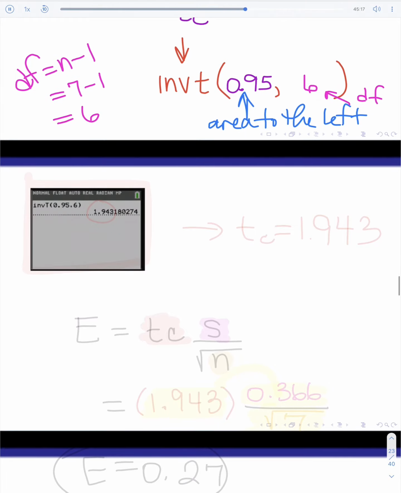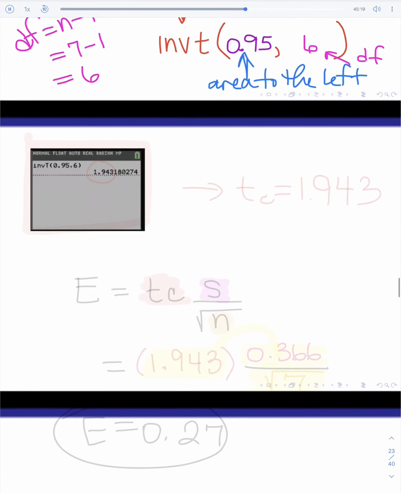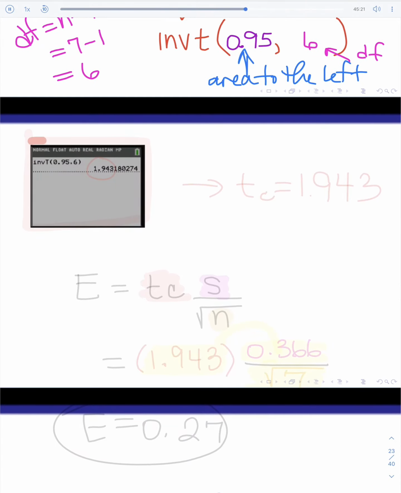Let's see what it looks like. So what you'll see is when you go and use your inverse t function on your calculator, this is what you're going to have your output as. And you'll round, and you'll get a t sub c of 1.943. That's your critical value.